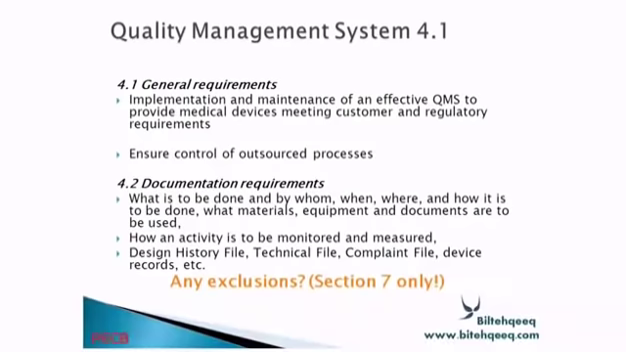And 4.2, documentation requirements: what is to be done and by whom, when, where, and how it is to be done, what materials, equipment, and documents are to be used, how an activity is to be monitored and measured, design history file, technical file, complaint file, device record, and any exclusion. If there is any exclusion, we have to also describe this exclusion. So we have to develop proper documentation procedures, who is responsible for what and who is doing what.